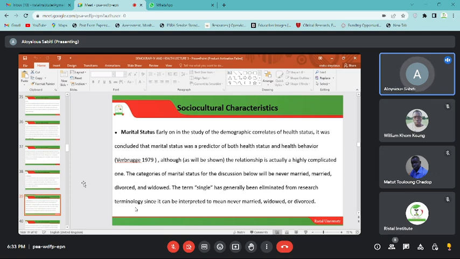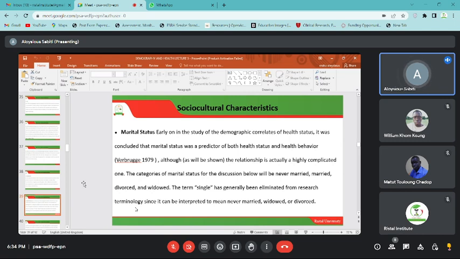What is the first social-cultural characteristic we're looking at? The first is marital status. Early on in the study of demography, in many of the studies that correlate with health status, it was concluded that marital status was a predictor for both health status and health behavior. Although the relationship is highly complicated, the categories of marital status for the discussion will be never married, married, divorced, and widowed.